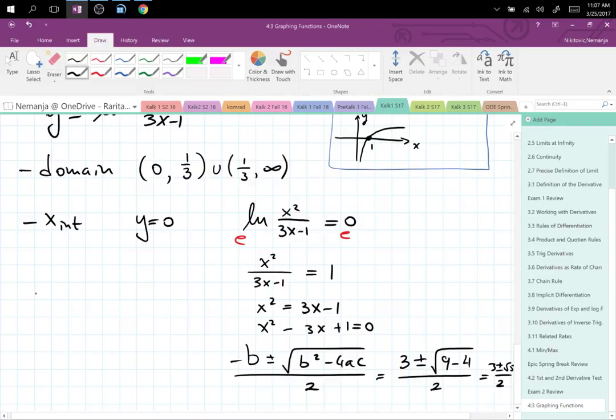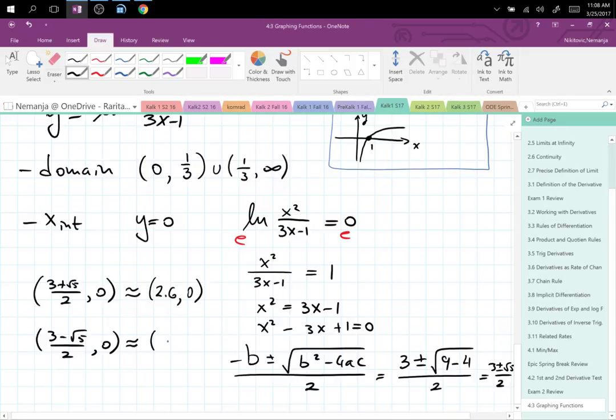So I have two x-intercepts, (3 plus root 5 over 2, 0) and (3 minus root 5 over 2, 0). Now, I will put their approximate values on the side because we will have to plot this, right? As I said, root 5 is 2.23, so that's 5.23 over 2, about 2.6 for the first one. And the second one is 3 minus 2.23, so that's about 0.8 over 2, so about 0.4. Good enough. So we have two x-intercepts.